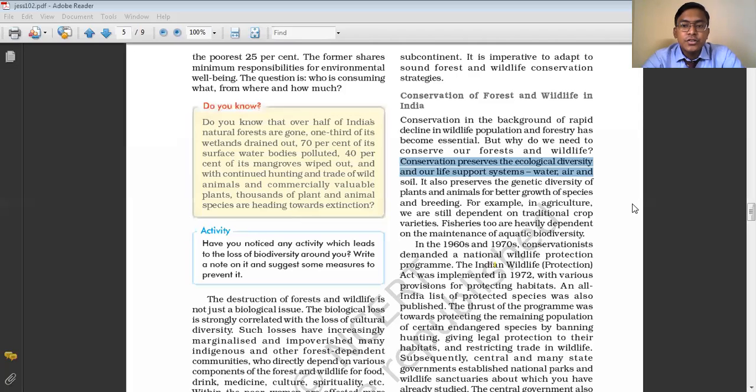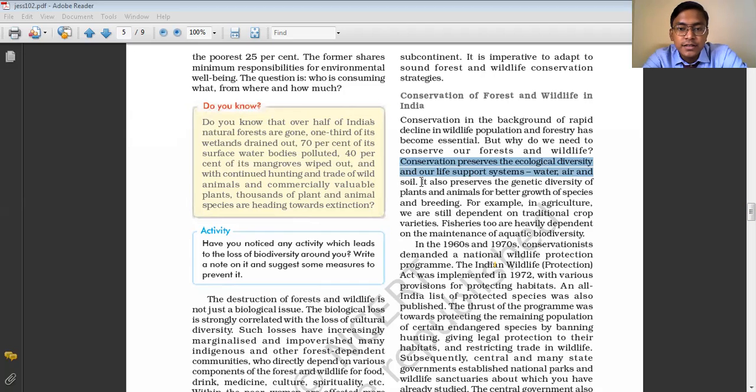Basically, the conservation of forest resources is very essential because it helps in preserving the ecological diversity. Ecological diversity means the various living organisms, which include the plants and the animals, which help human beings in different ways. Not only this, but they also help in maintaining the continuous supply of water and air, and maintaining the quality of the soil. This is why it is essential to preserve the ecological diversity, which includes the forest and the wildlife resources.